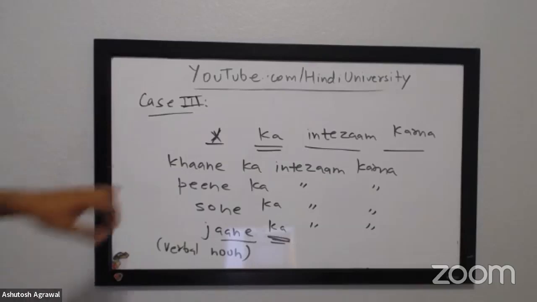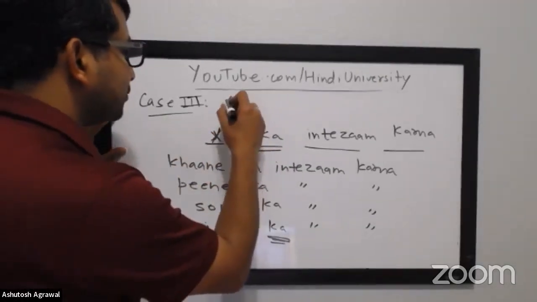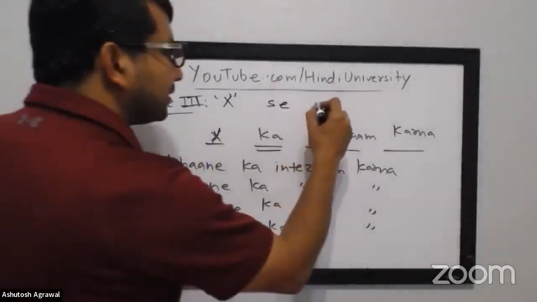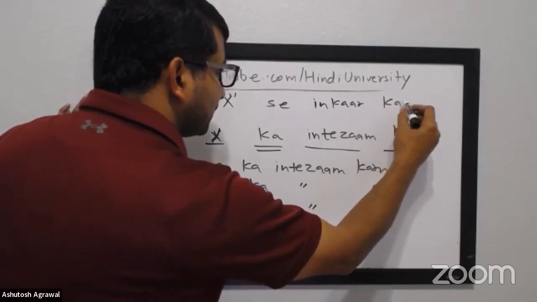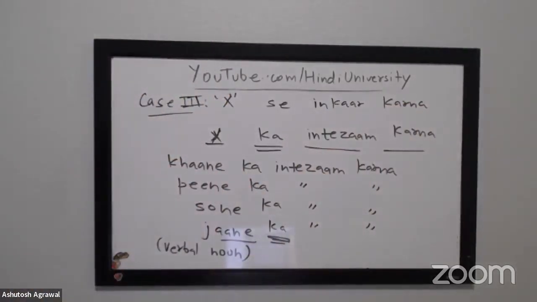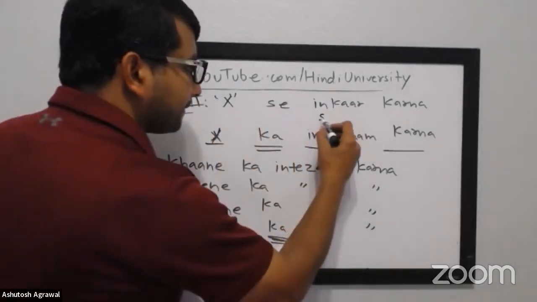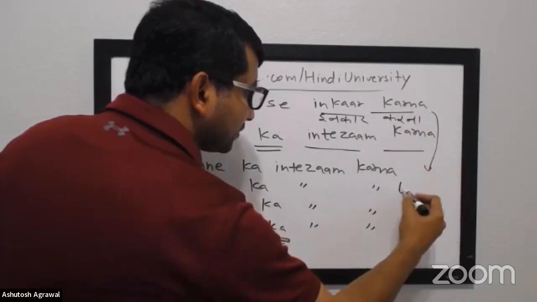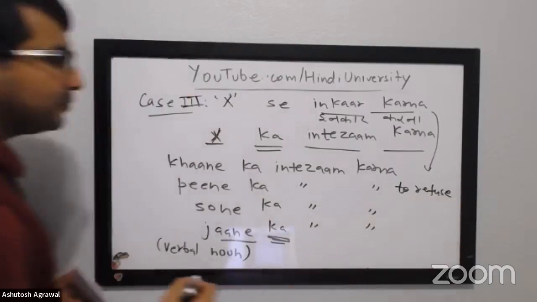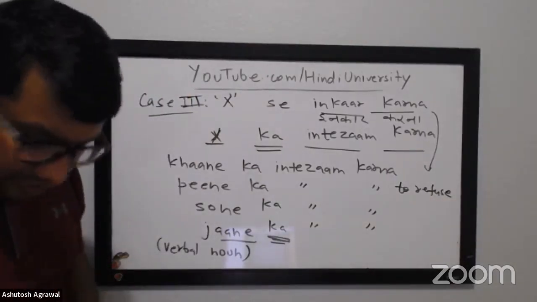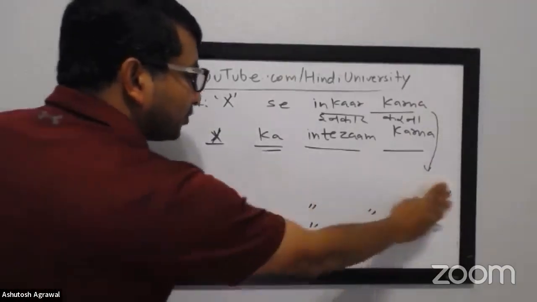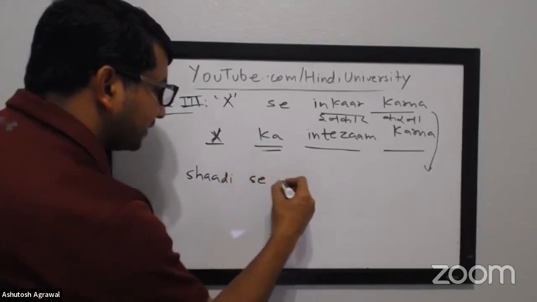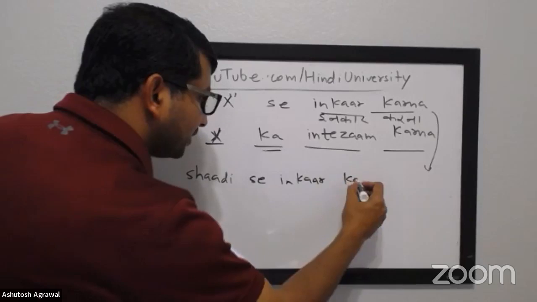So just like you have something ka intizam karna, you can use this pattern also. X, which we will define as a verbal noun, se inkar karna. What is inkar karna? It means to refuse. Typically it's used like shadi se inkar karna. So if you were to simply use a noun here, shadi se inkar karna, right now it's not a verbal noun.